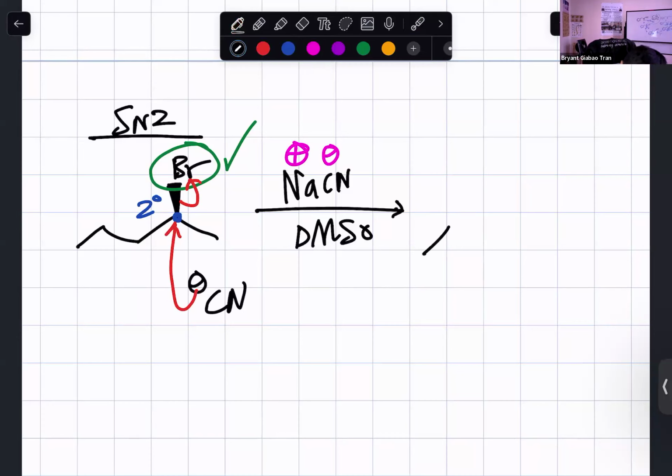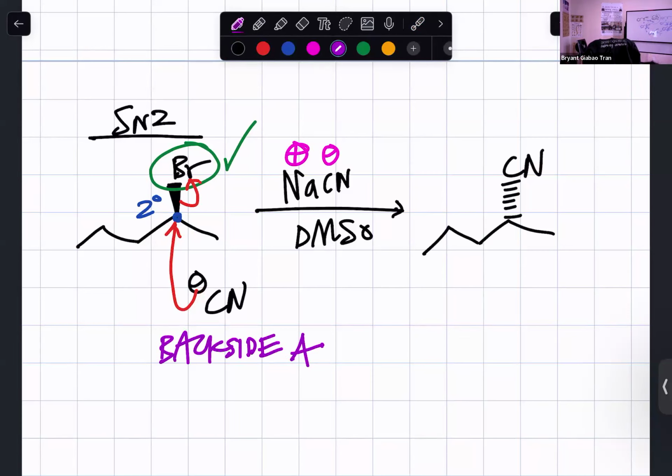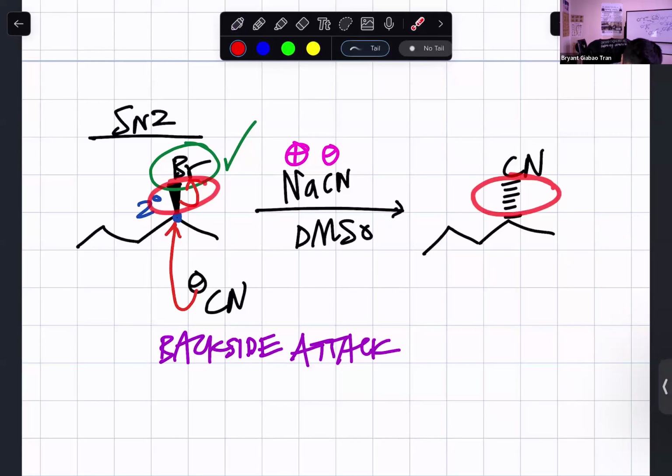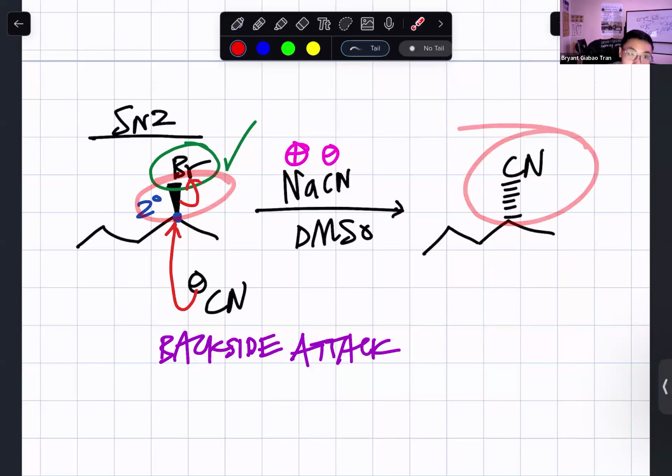to invert stereochemistry, right? So when the CN attaches, it's going to invert the wedge into a dash, because this is coming from the backside. It's attacking by the backside attack mechanism, which inverts stereochemistry. So whatever the leaving group was, it will invert that stereochemistry. Because this leaving group was a wedge, the nitrile is now going to be a dash, like that. Right, so that's SN2.